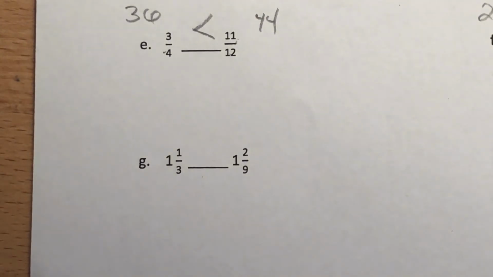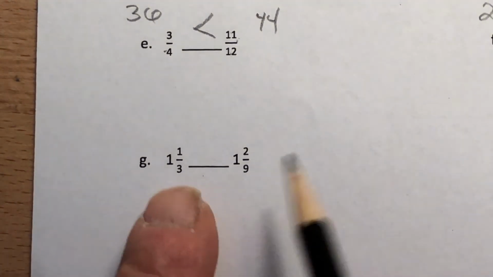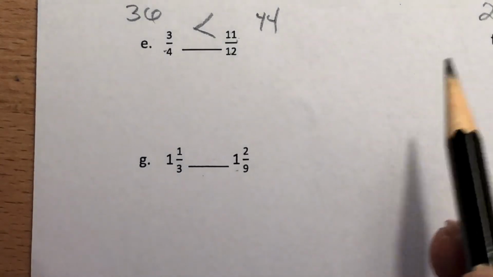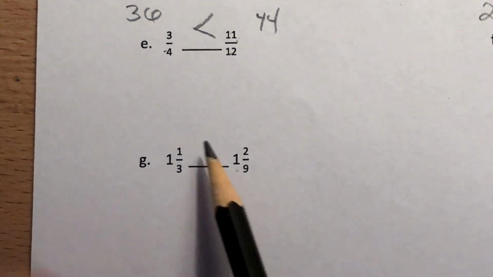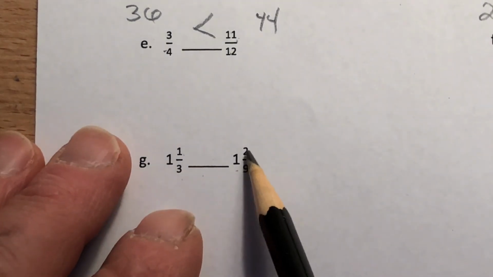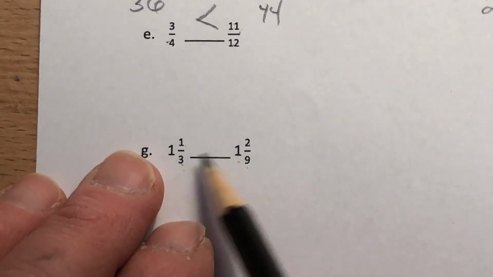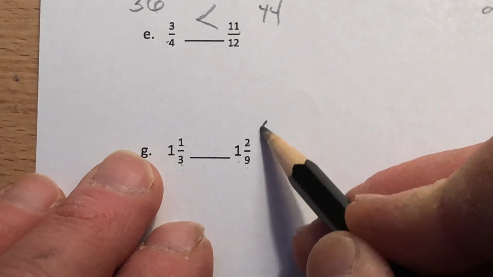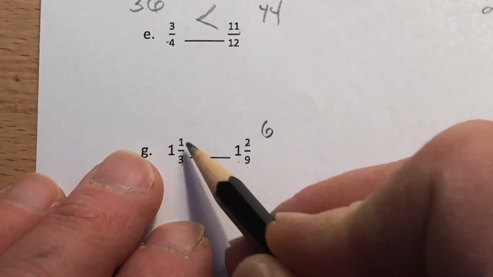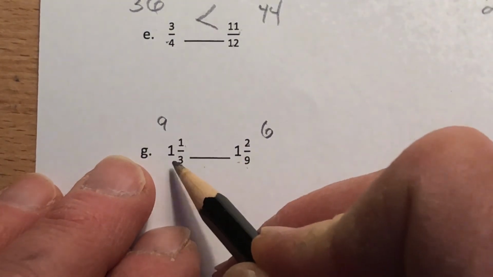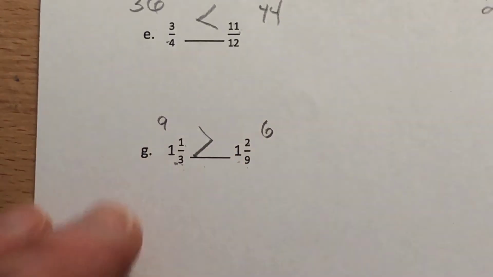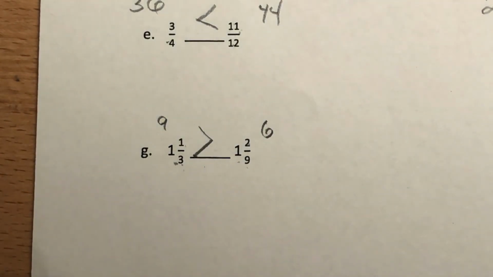All right, 1 and 1/3, 1 and 2/9. So we have 1, right? So they just cancel each other out. Now I have to ask myself, is 1/3 or 2/9 larger? Well, let's check. Let's just multiply the fractions here. 3 times 2 is 6. 9 times 1 is 9, right? 1 and 1/3 is greater than 1 and 2/9. Okay? Let's check out that.